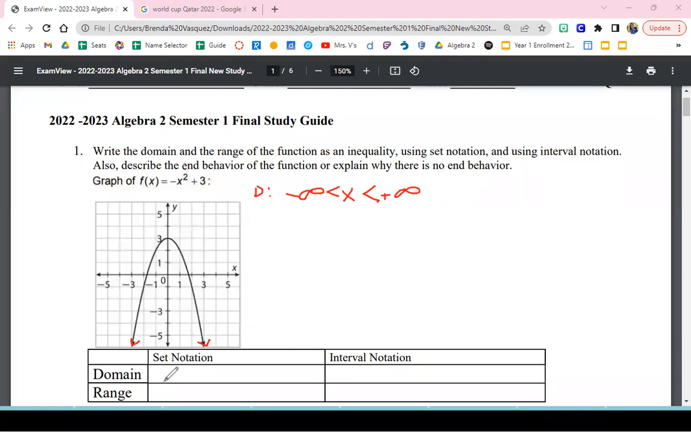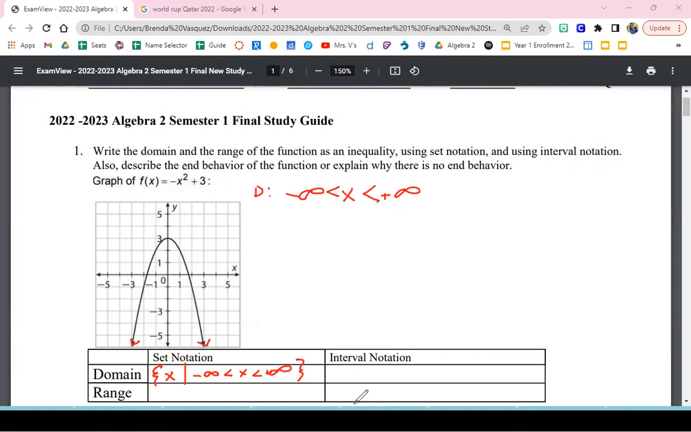Now, my set notation, very similar, except we have to define our variable. So remember our curly brackets? We do our curly bracket. We're going to make sure that we write our variable. This time we have x, and it comes from -infinity. x is somewhere in between, and it goes all the way to positive infinity. And then we close our curly bracket.